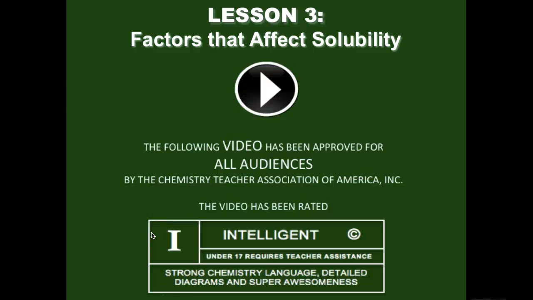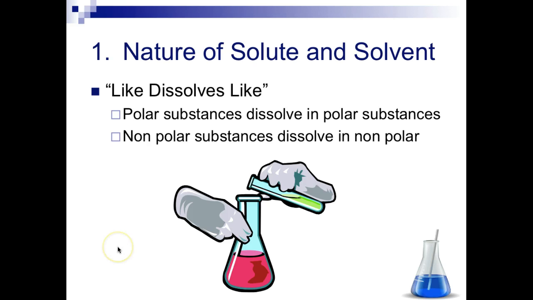All right, guys, let's talk about lesson 3, which is factors that affect solubility. Number 1, the nature of the solute and the solvent. So, what does that mean? That means, for example, we're going to remember the phrase "like dissolves like." So, if a substance is polar, they will also dissolve in substances that are polar.